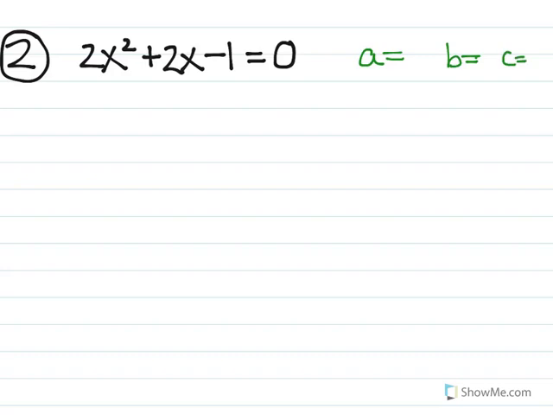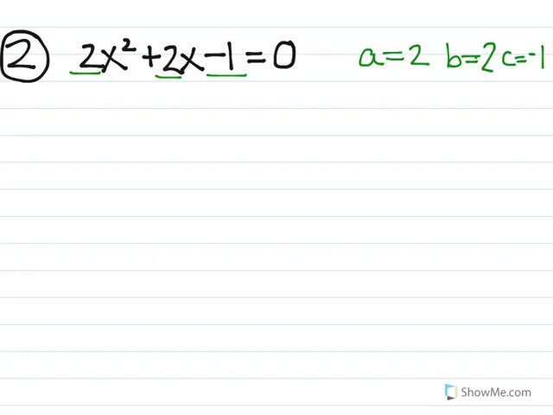A is always the number that's in front of x squared, which in this case, again, is 2. B is always the number in front of x, which in this case is 2. And C is always the number at the end that's not attached to any variable, so this C value would be -1. So that is step 2 to find A, B, and C.